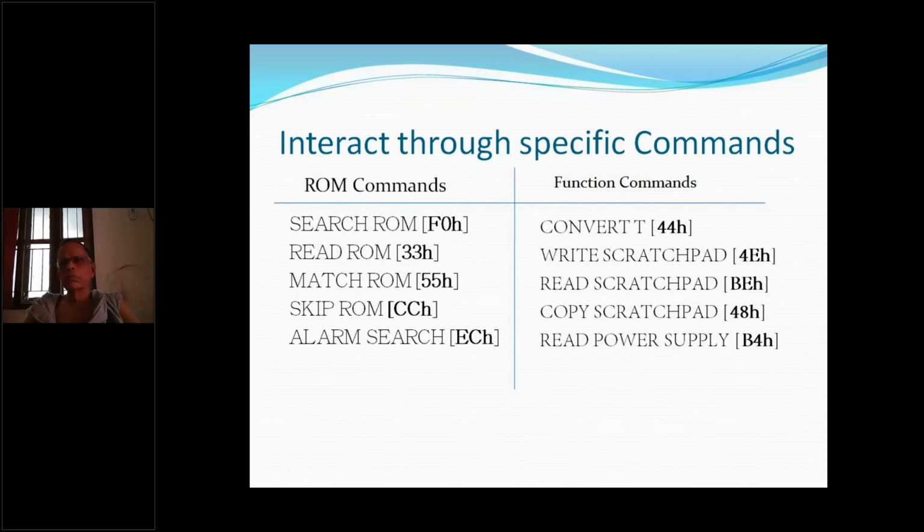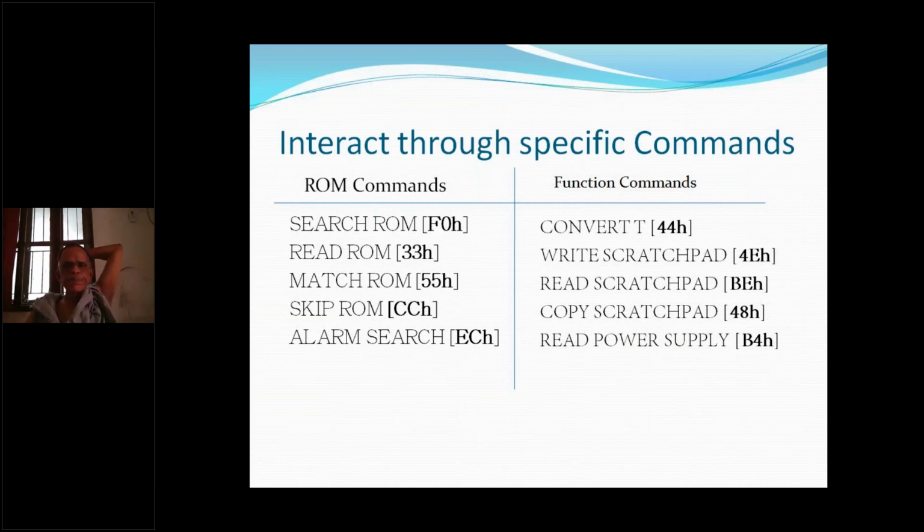So that is one more headache, because in case of LM35, directly it will give the temperature, sorry, voltage, and you have to convert it into temperature. But here we have a list of commands. It is divided into two command sets, ROM commands and function commands. The search ROM is 0xF0. All commands are in hex, so we have to write 0xF0.